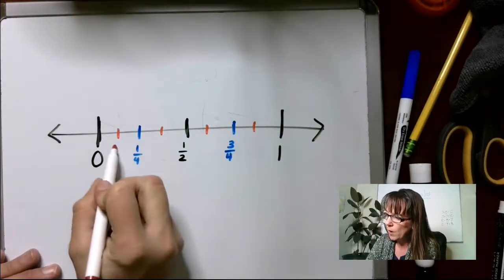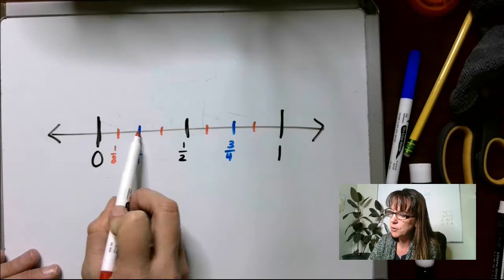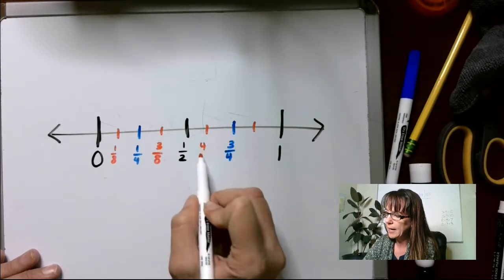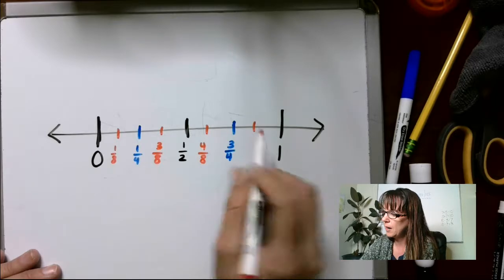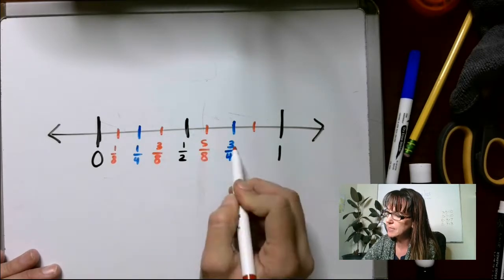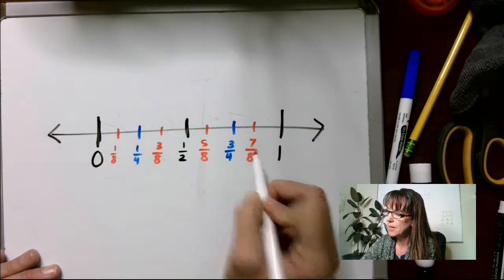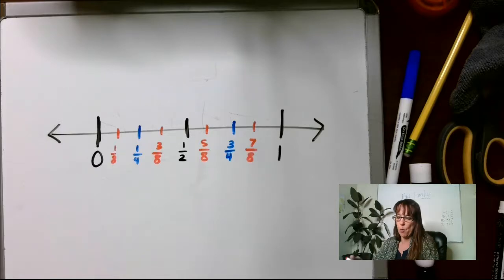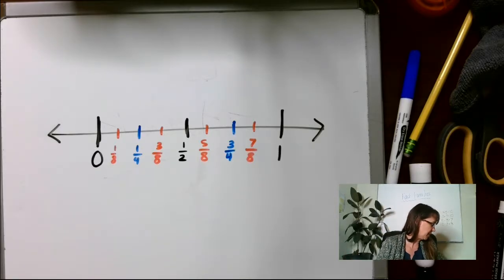So this is 1/8, 2/8, 3/8, 4/8. Oops, not 4/8. I'm sorry, that's the 5th one. 5/8, 6/8, 7/8. Bam. And then 8/8 would be over here. So now let's do it one more time. If I take 8 and I cut them in half, I'm going to have 16.